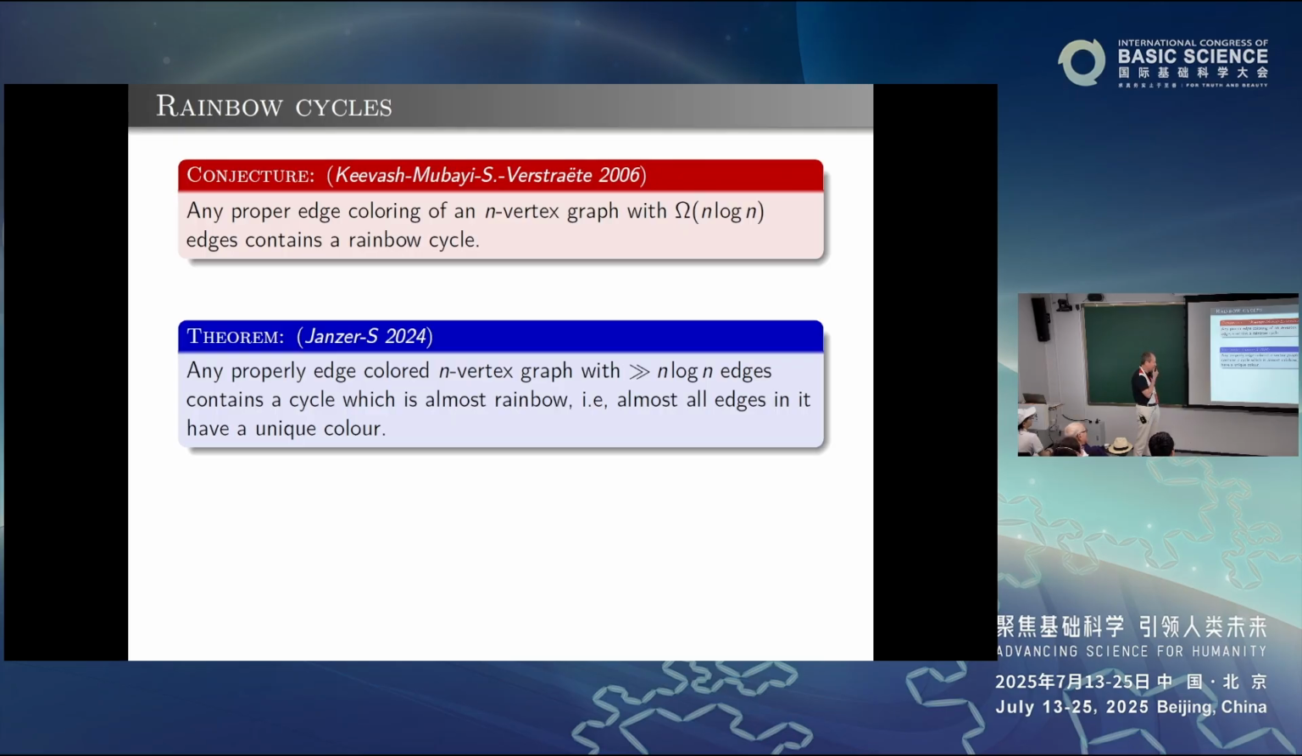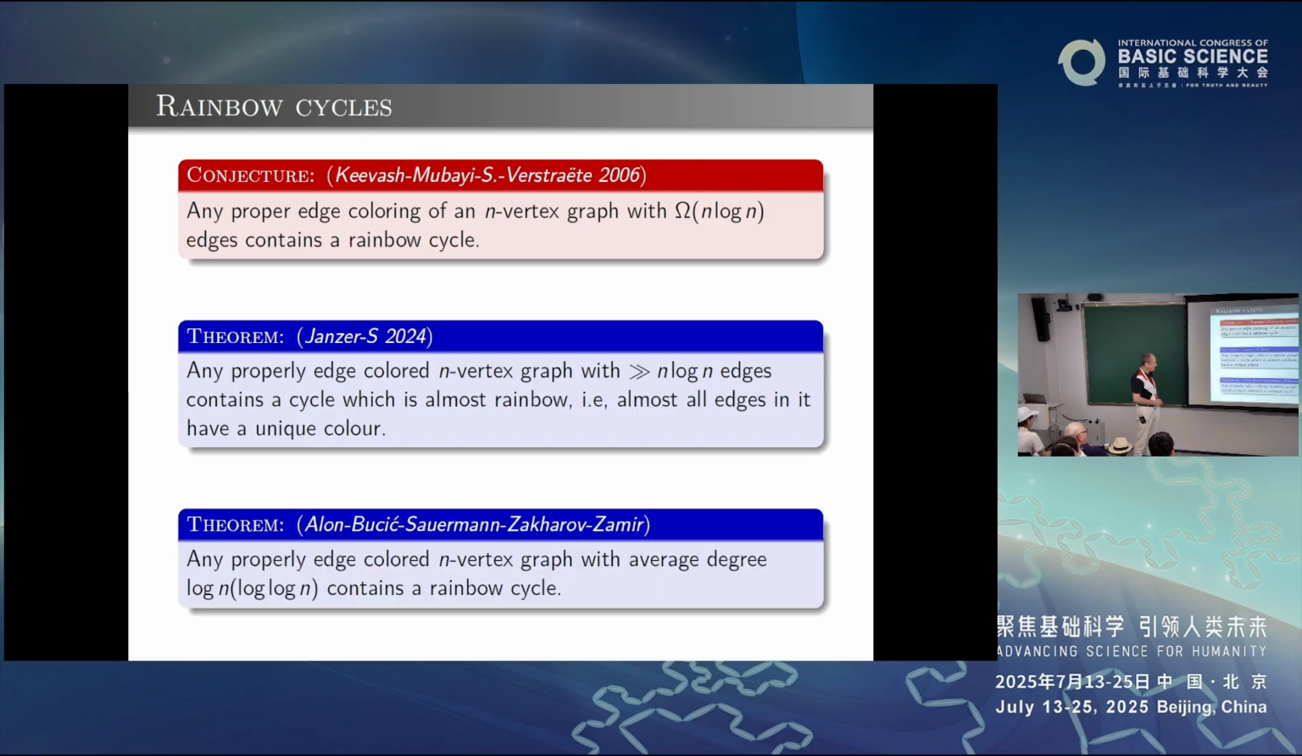We know two results in this direction. The first result we proved with Oliver Janzer, which is a strengthening of the result with one edge. We can prove that at that density, you will have a cycle which is essentially rainbow. Almost all the edges will have unique color, but not quite all. And then there is a recent, very nice result by Alon, Bucić, Sauermann, Zakharov, and Zamir, which came very close to proving our conjecture. They have an extra log: they know that if you start with n log log n edges and color the graph properly, you get a rainbow cycle.